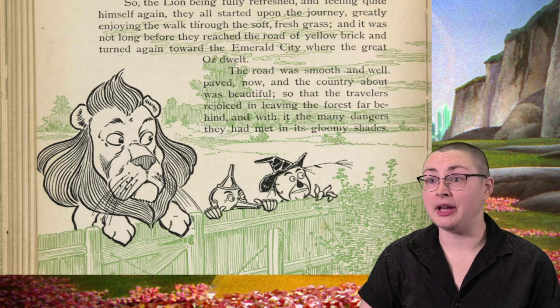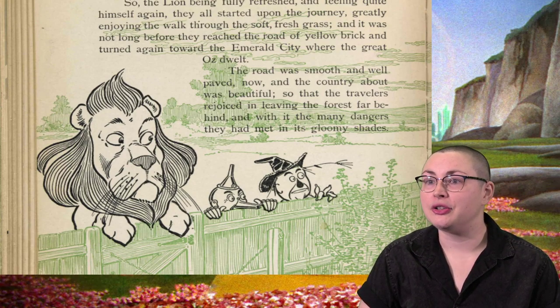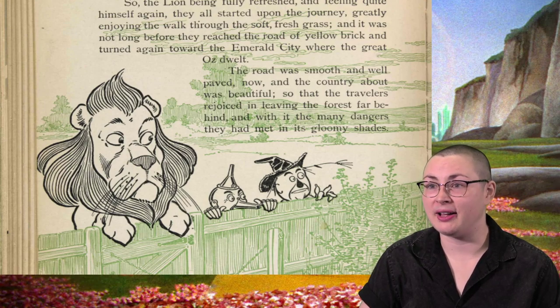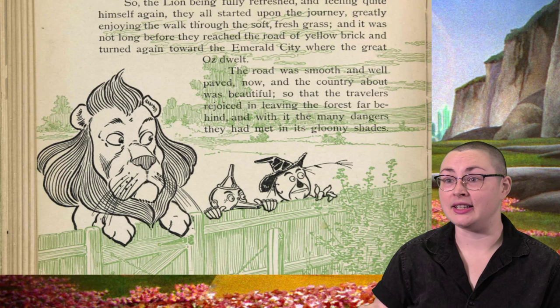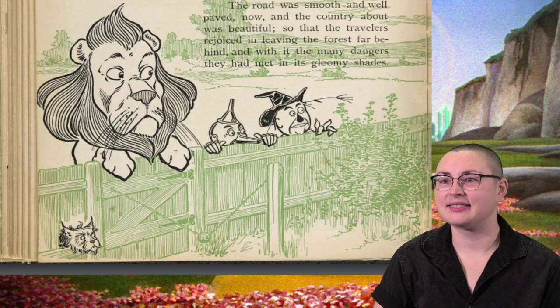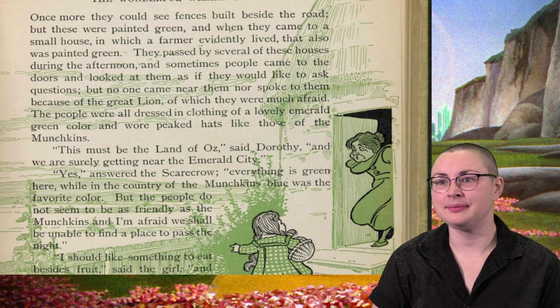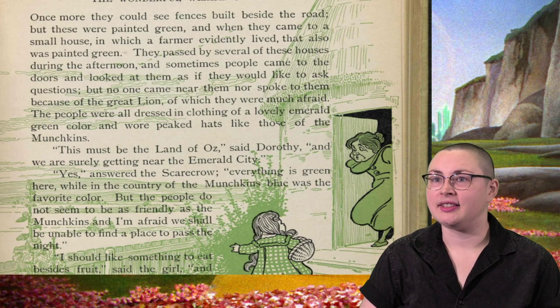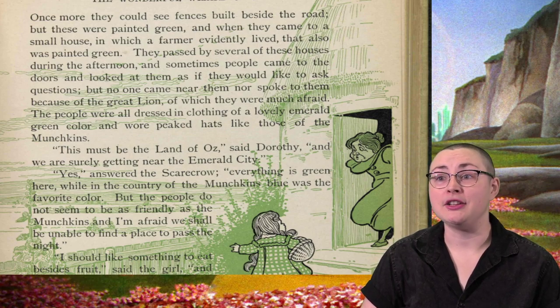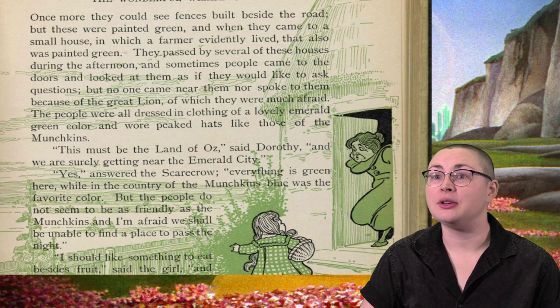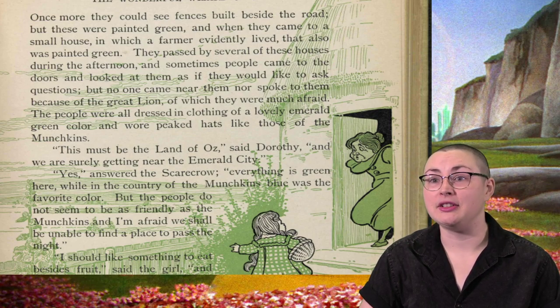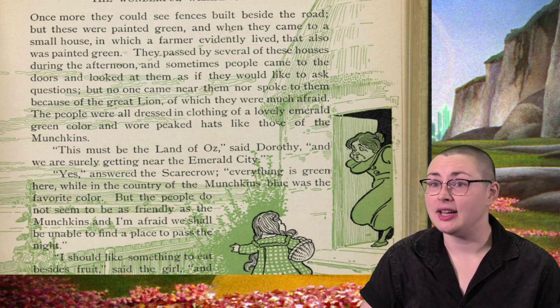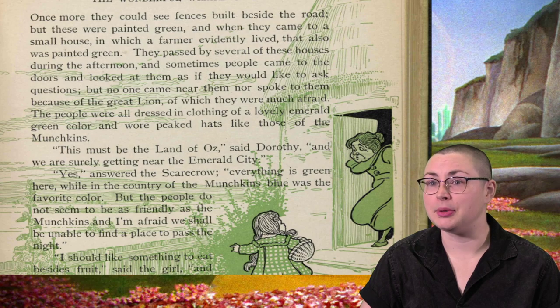The road was smooth and well-paved now, and the country was beautiful, so that the travelers rejoiced in leaving the forest far behind, and with it the many dangers they had met in its gloomy shades. Once more they could see fences built beside the road, but these were painted green, and when they came to a small house in which a farmer evidently lived, that also was painted green. They passed by several of these houses during the afternoon, and sometimes people came to the doors and looked at them as if they would like to ask questions, but no one came near them nor spoke to them because of the great lion, of which they were much afraid.